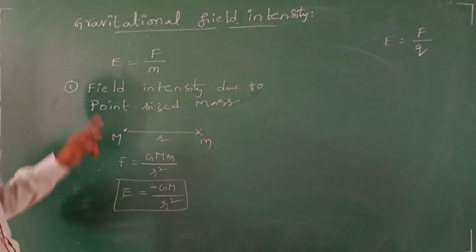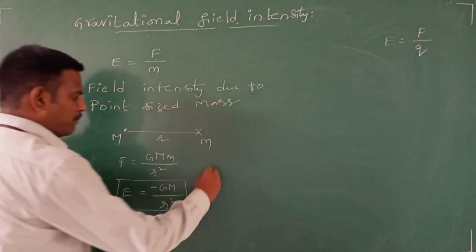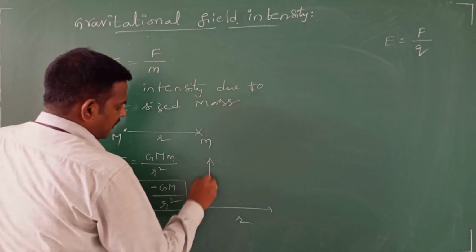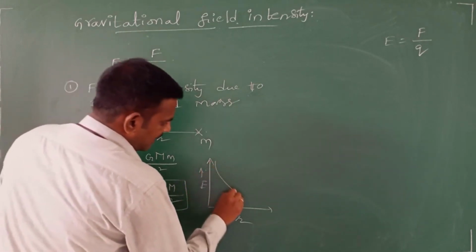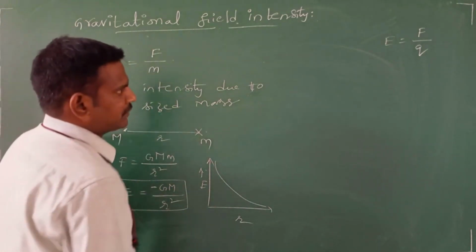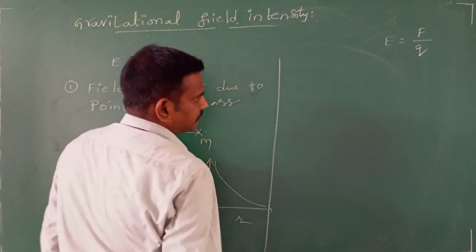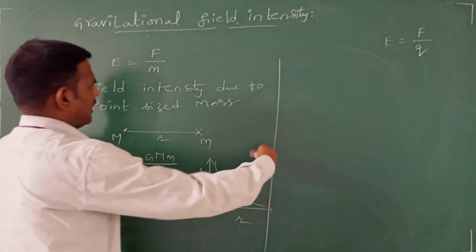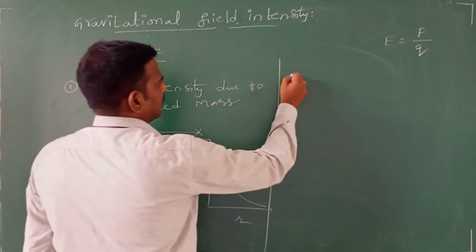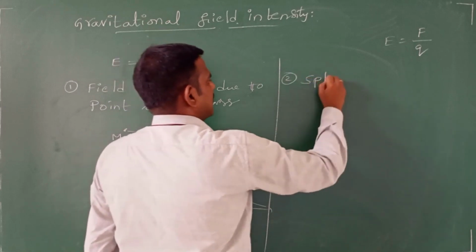So this is the field intensity due to the point mass. If we plot the graph of distance versus gravitational field intensity, you can find both are inversely proportional to each other, so this will be that graph. Okay, and the next set of formulas I will write. Hereafter we will not give any derivations. So this is the field due to the point mass. The next is due to the spherical shell.